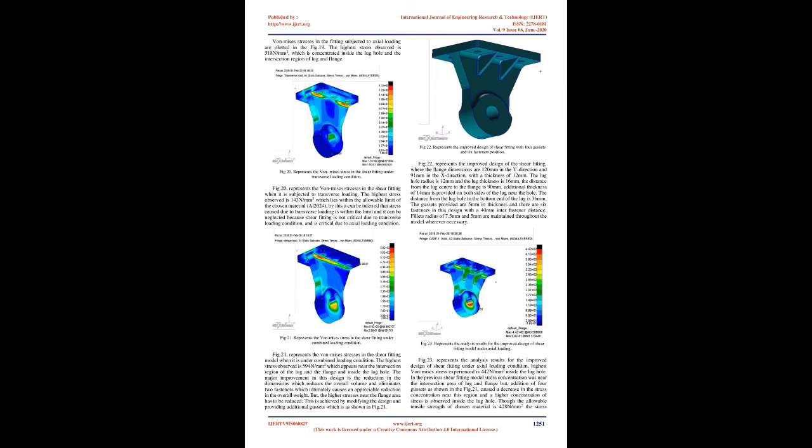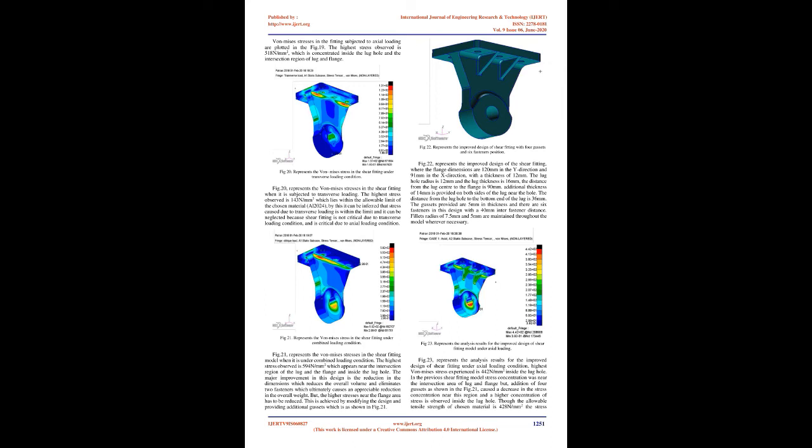This is achieved by modifying the design and providing additional gussets, which is as shown in Fig. 21. Fig. 22 represents the improved design of shear fitting with 4 gussets and 6 fasteners position. Fig. 22 represents the improved design of the shear fitting, where the flange dimensions are 120 mm in the Y direction and 91 mm in the X direction, with a thickness of 12 mm.